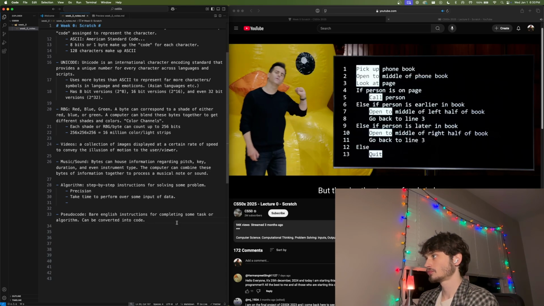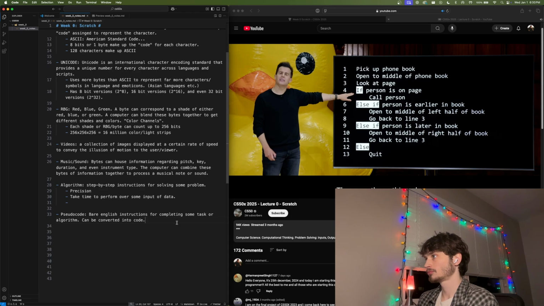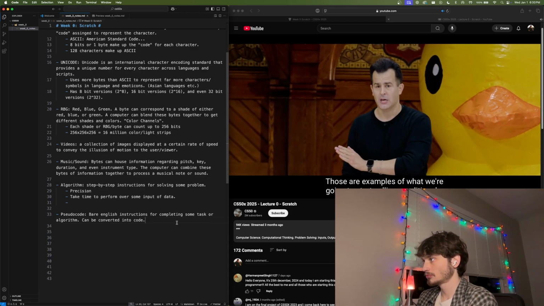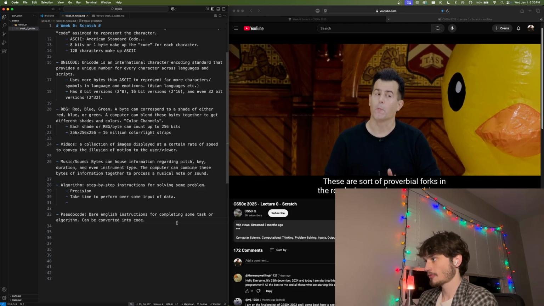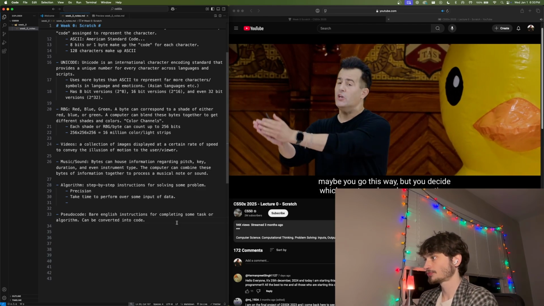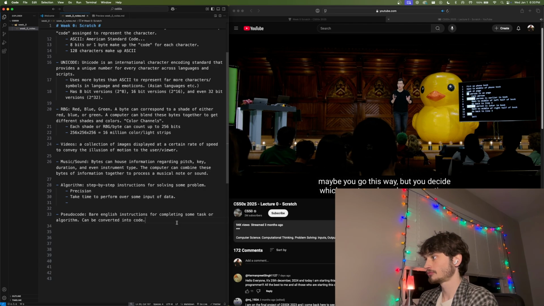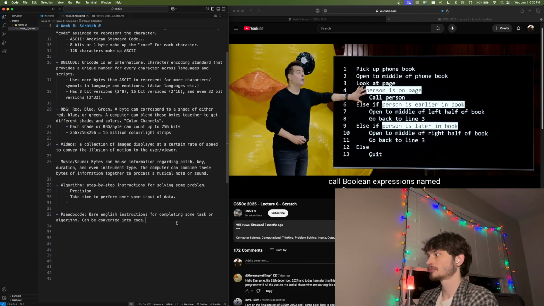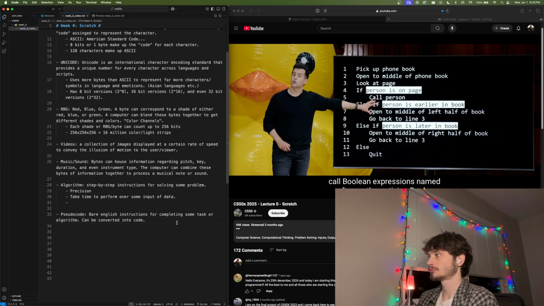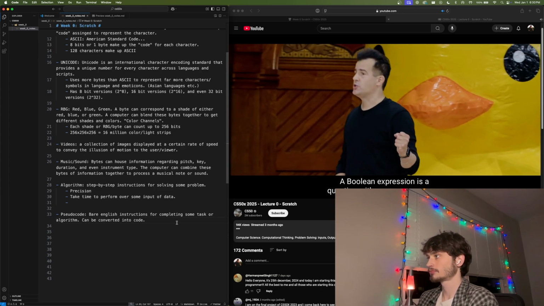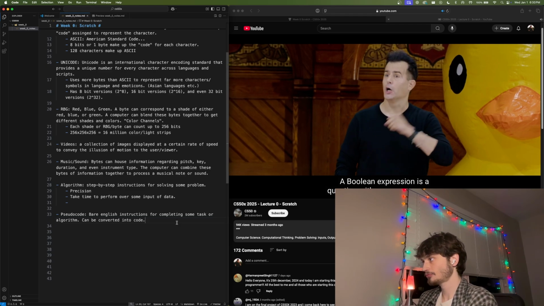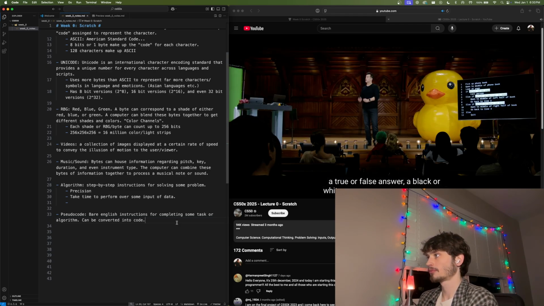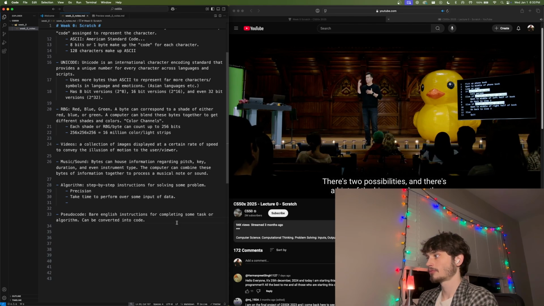But there's other types of code in here. There are these things here, if, else if, else if, else. Those are examples of what we're going to start calling conditionals. These are sort of proverbial forks in the road where maybe you go this way, maybe you go this way, but you decide which way to go based on a question. The questions that you ask are what we'll technically call Boolean expressions, named after mathematician Boole. A Boolean expression is a question with a yes or no answer, a true or false answer, a black or white answer, a 1 or 0 answer. There's two possibilities, and there's a hint of the binary underneath.